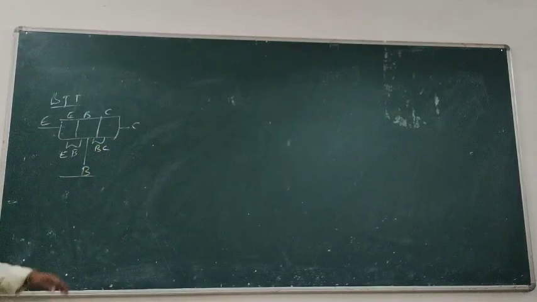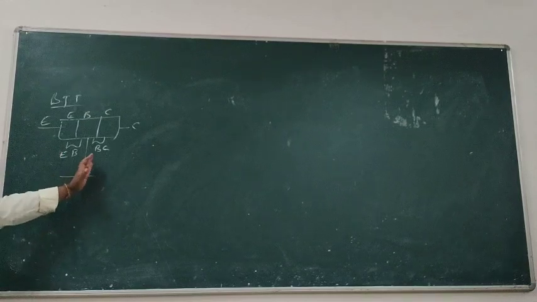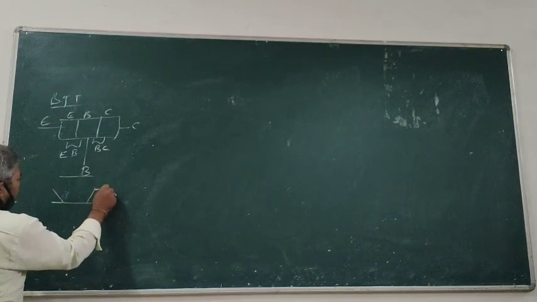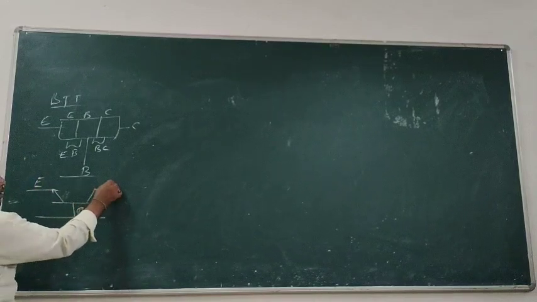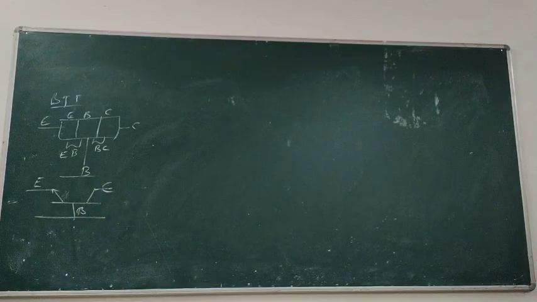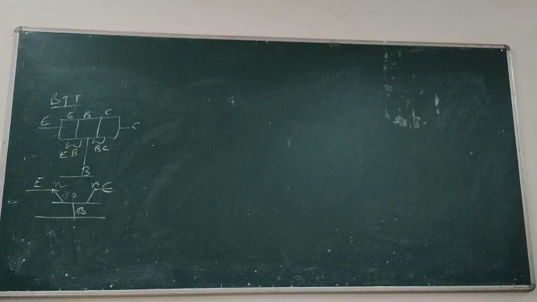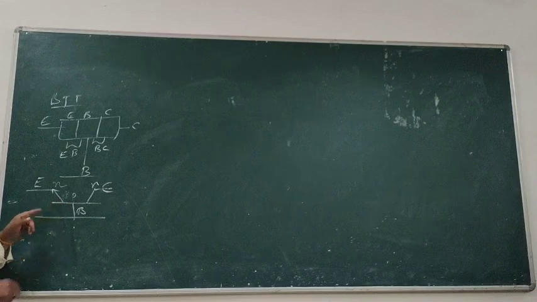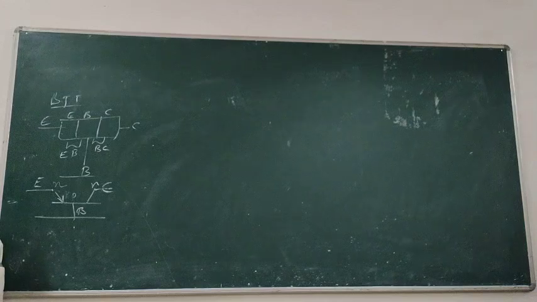If the base is common for both input and output, then it is called a common base. The symbol is like this: emitter, base, collector. This is a common base using an NPN transistor. If you have a PNP transistor, the arrow mark comes here instead of over here. Clear? Do you understand? Okay.